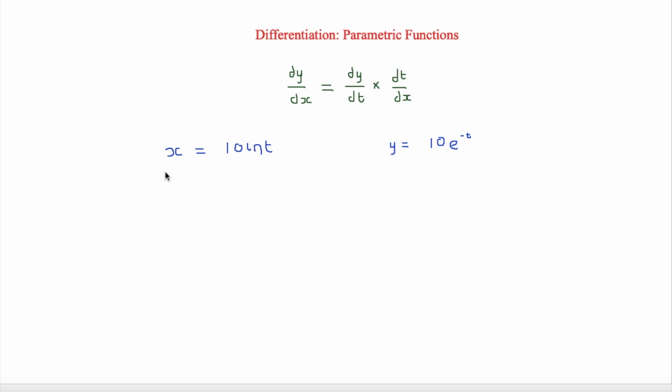So here we have a question, and the parametric function is x is equal to 10 ln t, and then y is equal to 10e to the minus t. So first of all, what we need to do is differentiate both of these individually. So therefore we get dx over dt. That is equal to 10 over t.